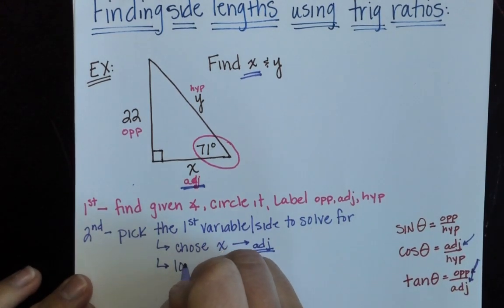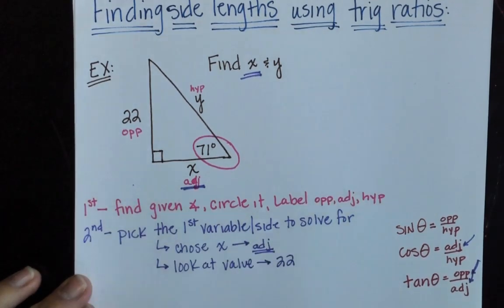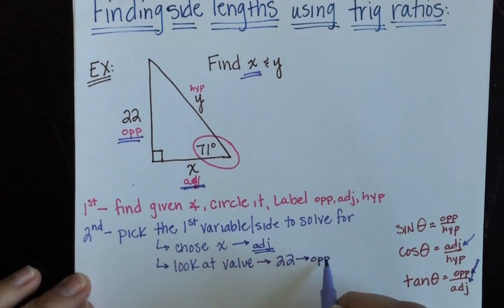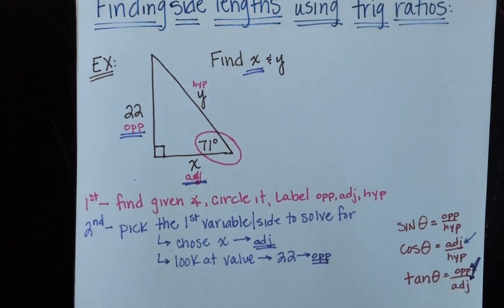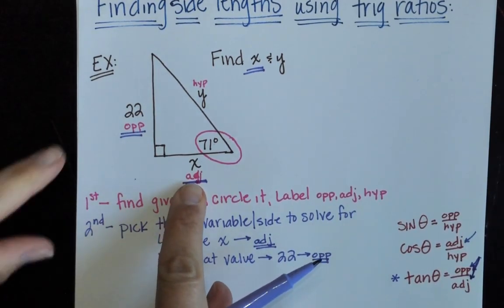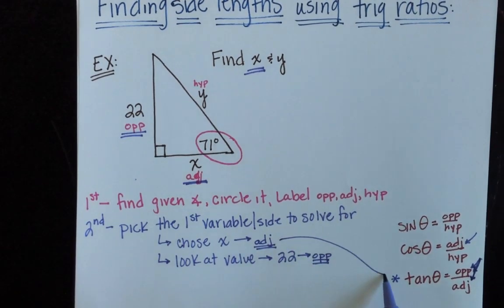So then, look at the value that they give us. The value they give us is 22. That's on our opposite side. So what's important here is that this one is not only adjacent, but it also has opposite. So I've now narrowed down which one I'm going to pick by what sides I'm working with. I chose x to solve for. They gave me 22. So with adjacent and opposite, I have to pick tangent. It narrowed it down to tangent.